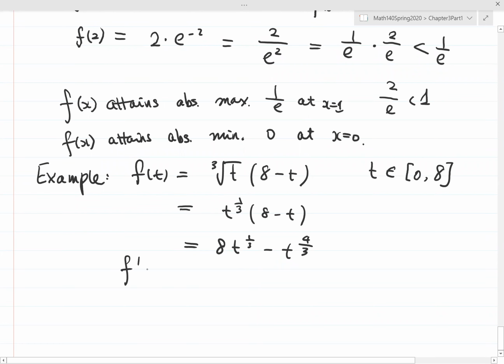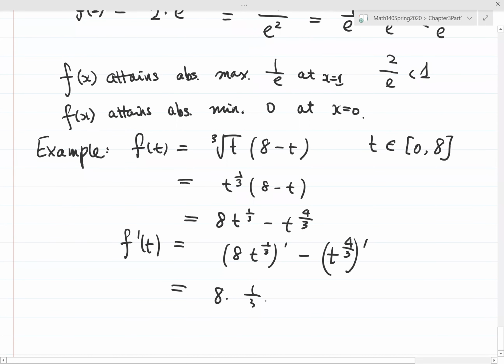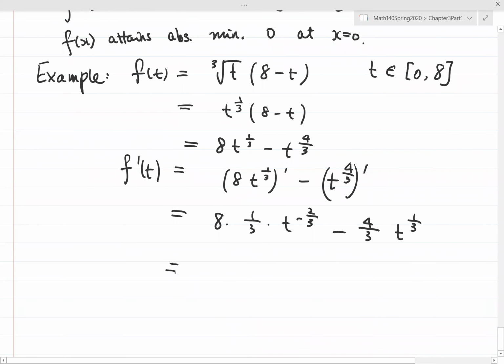Now differentiate. We get 8t to the 1/3 derivative minus t to the 4/3 derivative. This is the power rule: 1/3 times t to the negative 2/3, minus 4 over 3 times t to the 4 over 3 minus 1, which is 1/3. So what do we get? We factor out the common factor: 8 over 3 times 1 over t to the 2 over 3, minus 4 over 3 t to the 1/3.